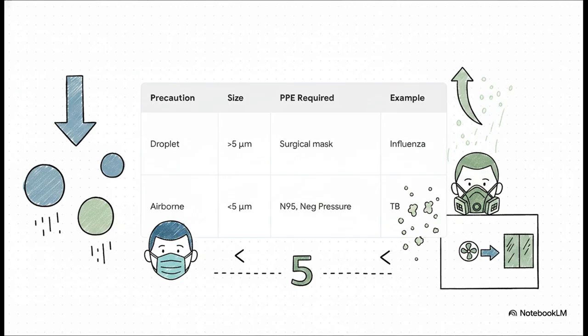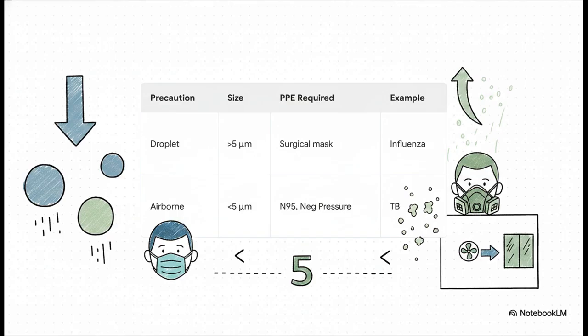The exam is definitely going to try to trick you by mixing up droplet and airborne precautions. The absolute key here is the 5 micrometer cutoff. Droplet precautions are for the heavier particles, so greater than 5 micrometers, like influenza or meningitis. Because they're heavy, they drop to the floor pretty quickly, so a standard surgical mask works fine.